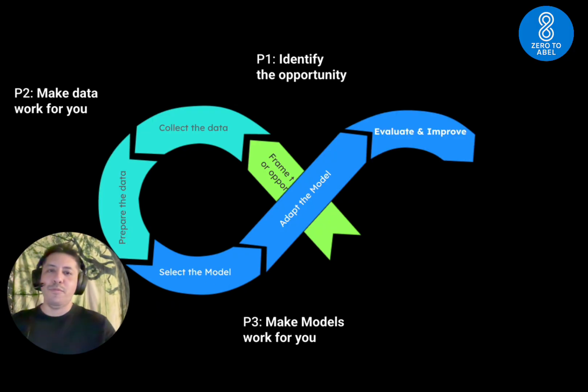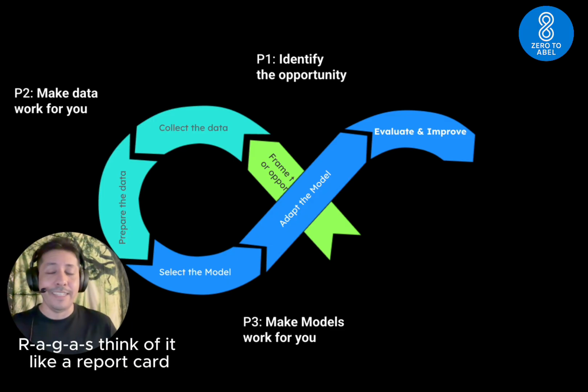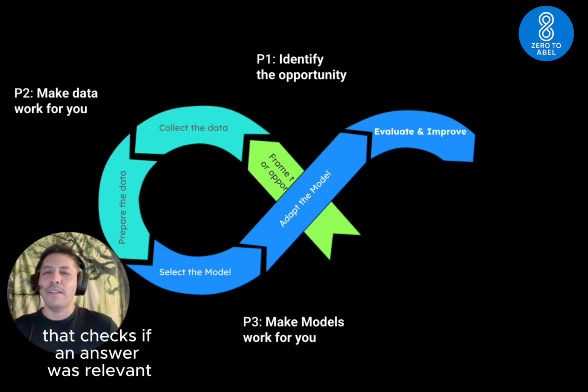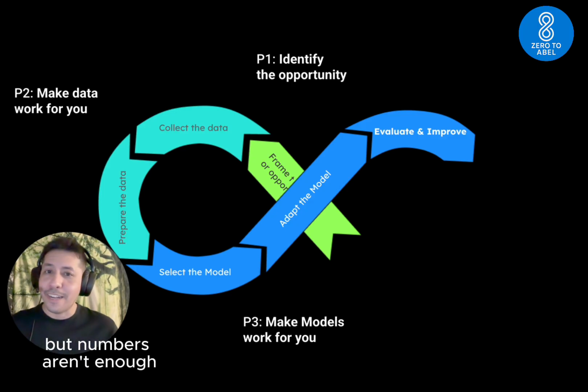Evaluate and improve. Finally, we need to find out, is the system actually working the way we want it to? We tested this in multiple ways. We score outputs using a framework called RAGAS, R-A-G-A-S. Think of it like a report card that checks if an answer was relevant, faithful to the source, and well-grounded in the context. But numbers aren't enough.